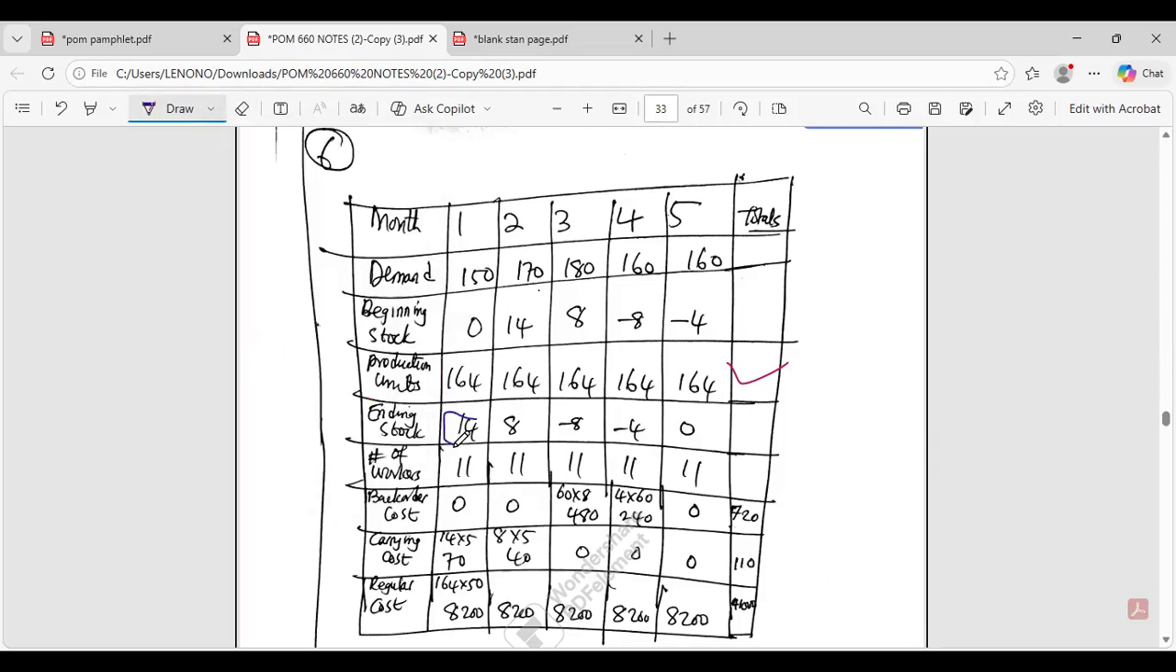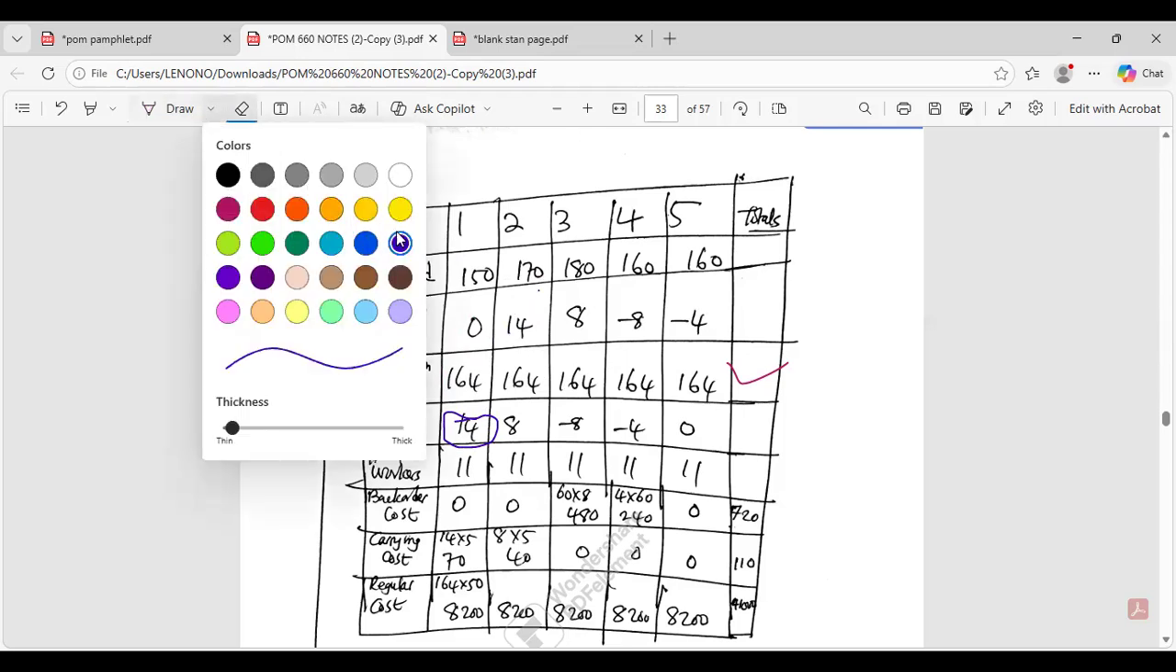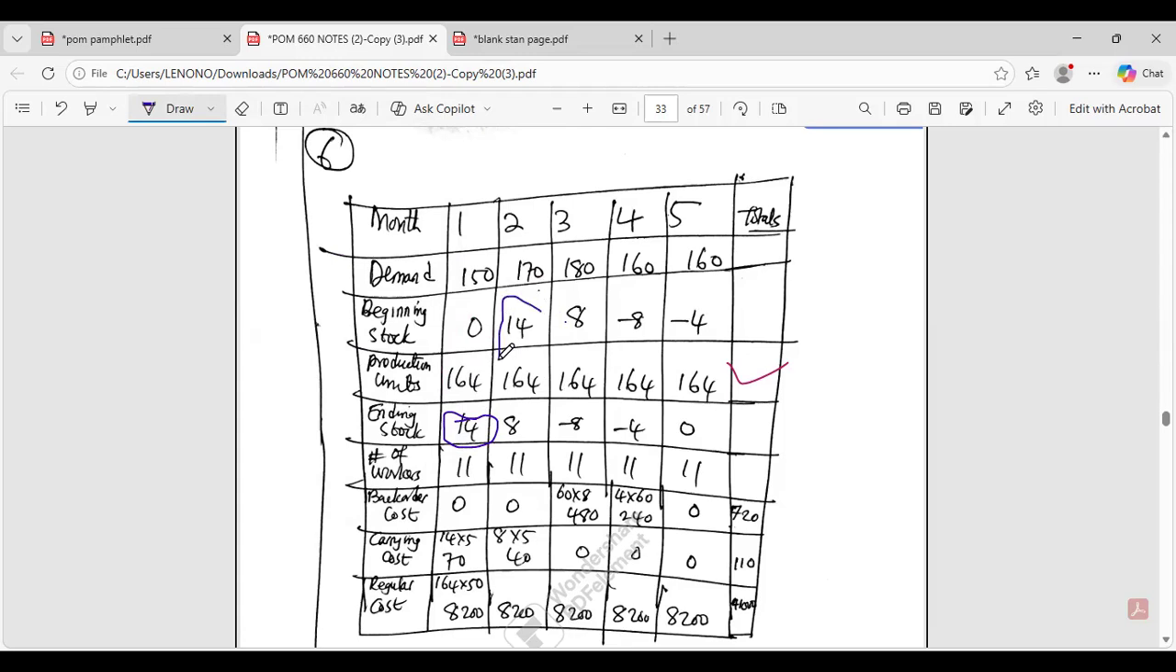Now this 14, what happens to it? It's a beginning stock in the next period. You understand, right? So beginning stock plus production minus the demand. What are we going to end with in the other week? We're going to end with 8, which is this 8. So this 8 is physically there in your warehouse. It's opening stock here.